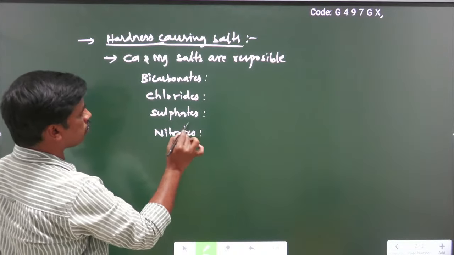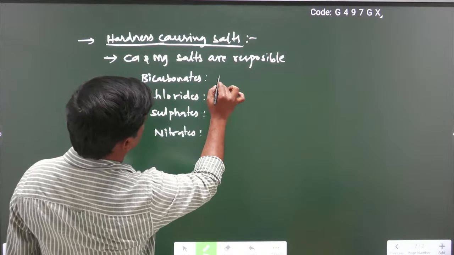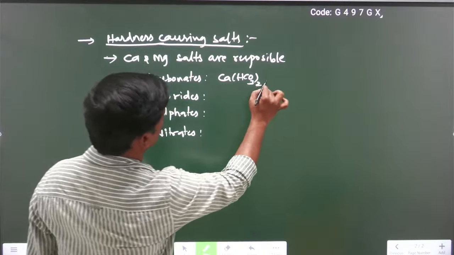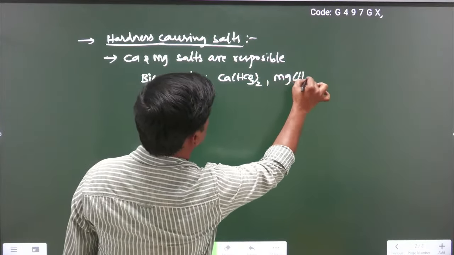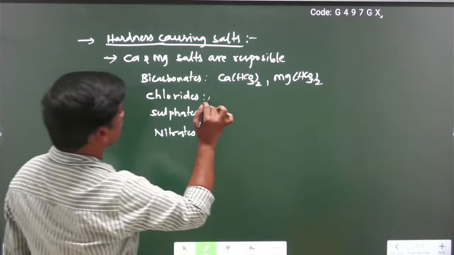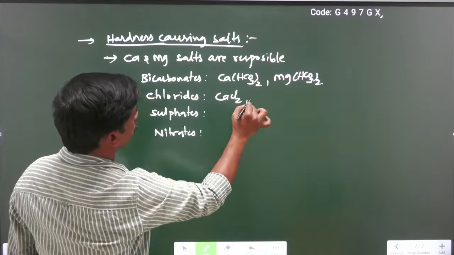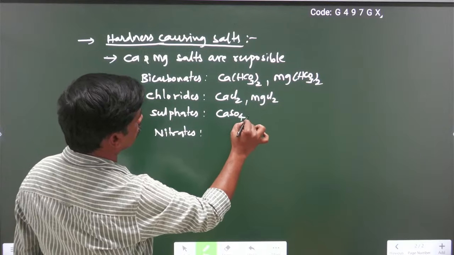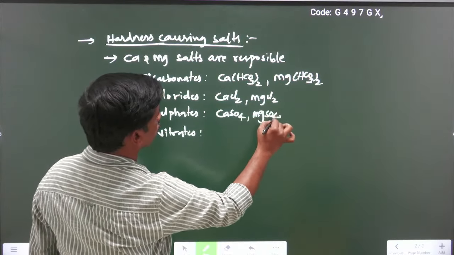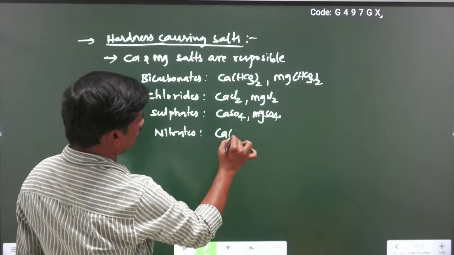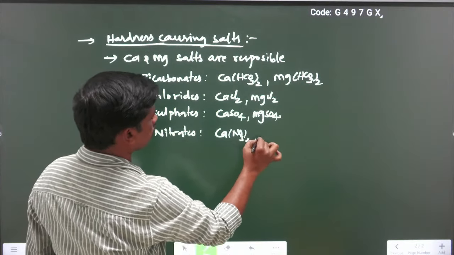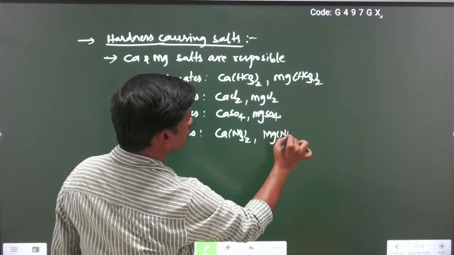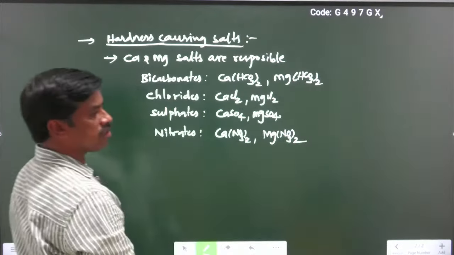Here, calcium bicarbonate and magnesium bicarbonate: Ca(HCO3)2 and Mg(HCO3)2. Next, chlorides: CaCl2 and MgCl2. Next, sulfates: CaSO4 and MgSO4. Next, nitrates: calcium nitrate and magnesium nitrate. These are the salts responsible for hardness.